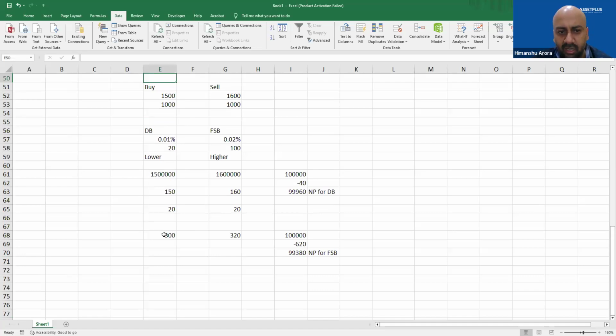Repeating it again for the full service broker. 15 lakh multiplied by 0.02%: 300. 300 or 100, whichever is higher, 300. So the net brokerage on the buy side is 300. 16 lakh into 0.02%: 320. 320 compared to 100, whichever is higher, because this one demanded the higher one. Clear, guys? Anil ji, Vijay Raj ji, Rajiv ji, everyone clear?